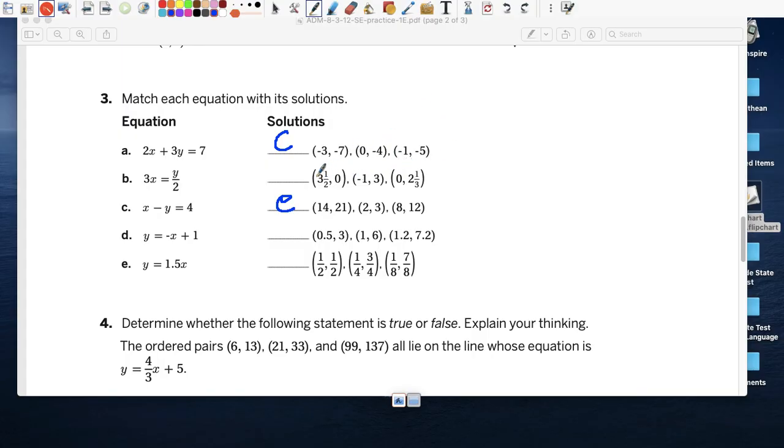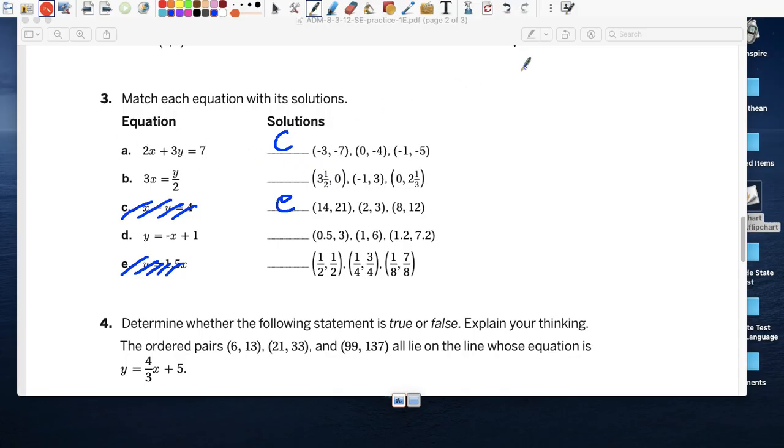Anything with a 0 here. The next one, 3.5 and 0. So this is gone, so I'm going to take this guy out, and this guy is out. Let's see where this would work.